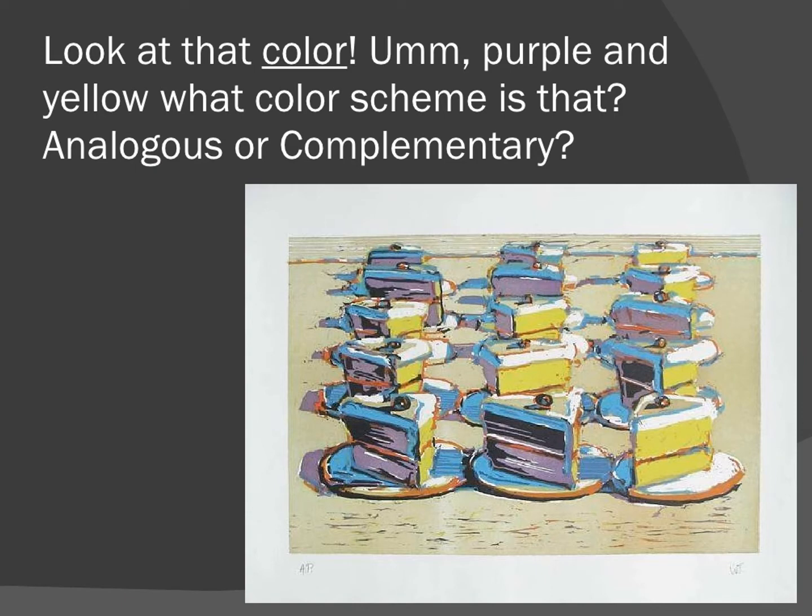He also loved to use different kinds of color schemes. If you look at this example, he's using purple and yellow. Do you remember if that is analogous or complementary? Purple and yellow are complementary. That means they are across from each other in the color wheel and create a lot of contrast.